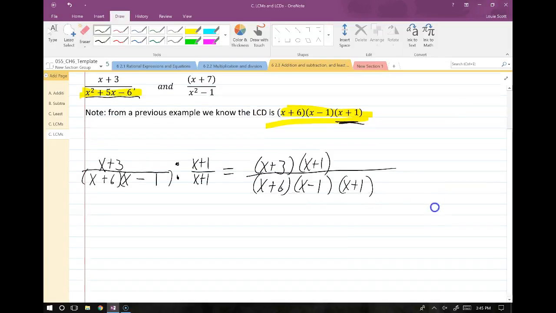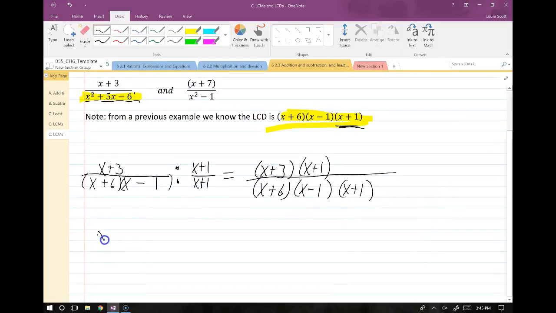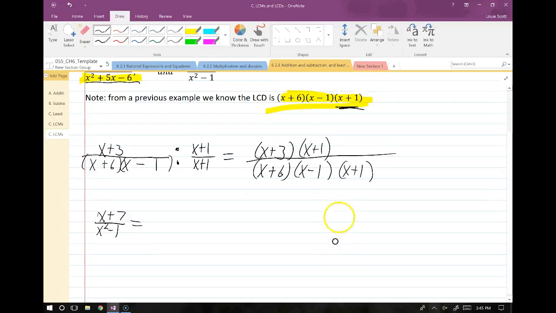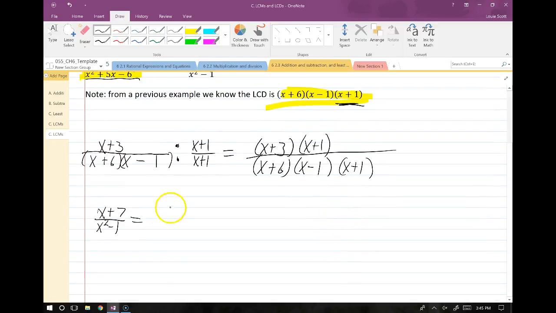And let's do the other one. That is x plus 7 over x squared minus 1. What does x squared minus 1 factor into? Difference of squares. Plus 1, minus 1. Yeah, x plus 1, x minus 1.